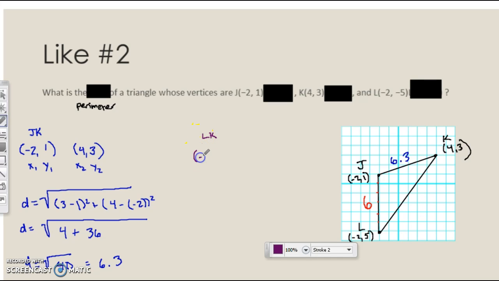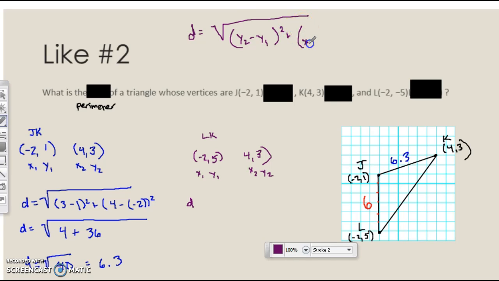My points are (-2, -5) and (4, 3). So for this, I'm going to call this one X1 and Y1. This is like a whole new part of the problem now. I'm going to call this X2 and Y2. And I'm just going to do the exact same thing. I'm going to plug it into my distance formula, which is Y2 minus Y1 squared plus X2 minus X1 squared. And then remember, you take the square root of whatever you get there. So let's go ahead and plug those in.